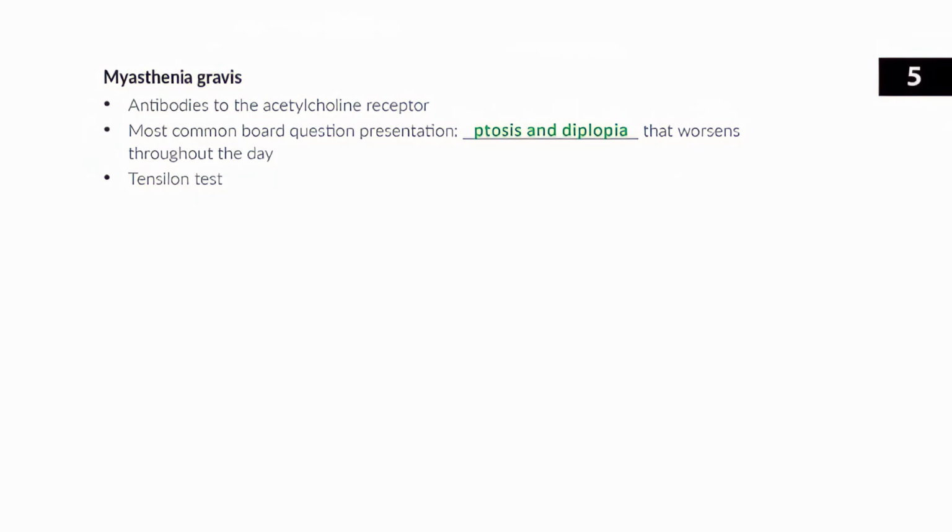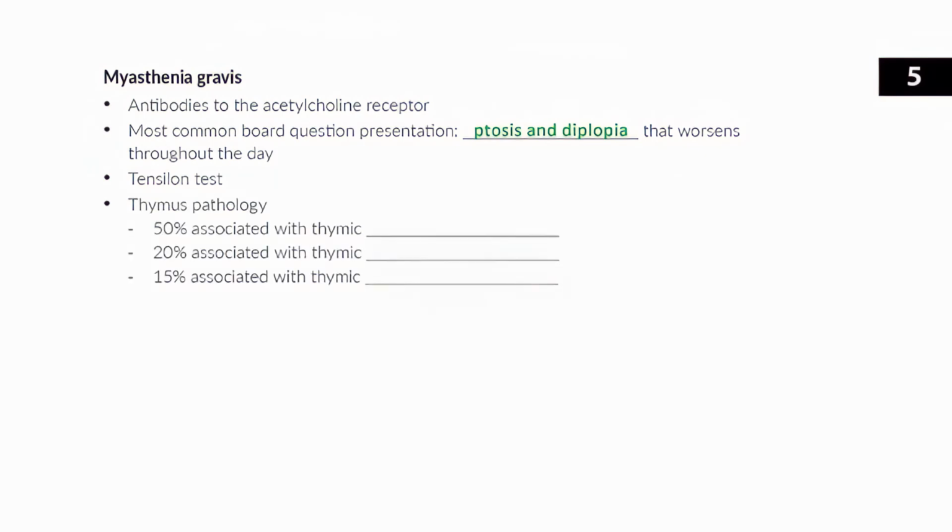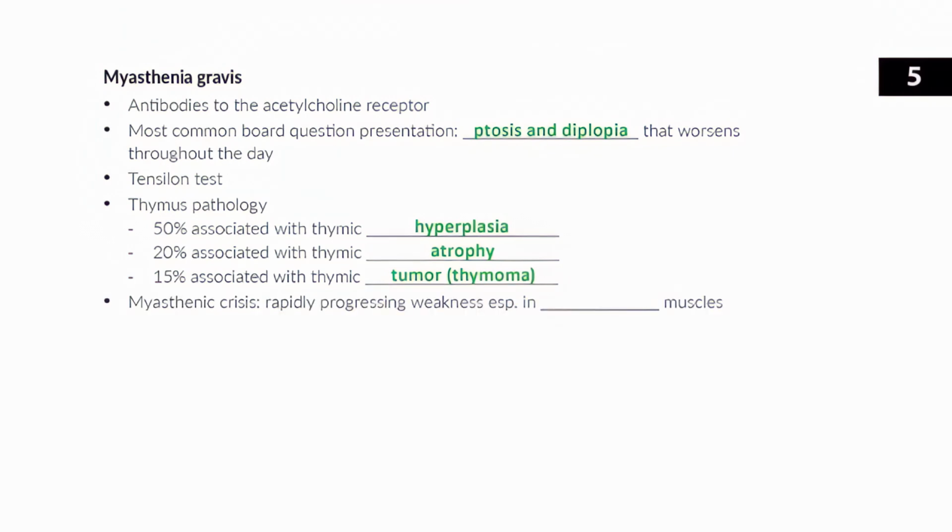Now, what are some of the other things that you should know about myasthenia gravis? Well, it has some thymic associations. 50% is associated with thymic hyperplasia, 20% is associated with thymic atrophy, and 15% is associated with a thymic tumor, like a thymoma. Now, the most worrisome condition is a myasthenic crisis. And here we see rapidly progressing weakness, especially in the respiratory muscles.